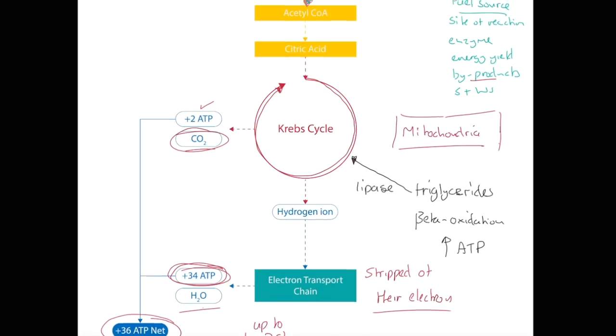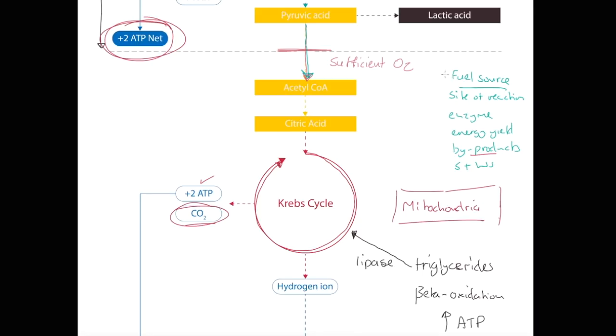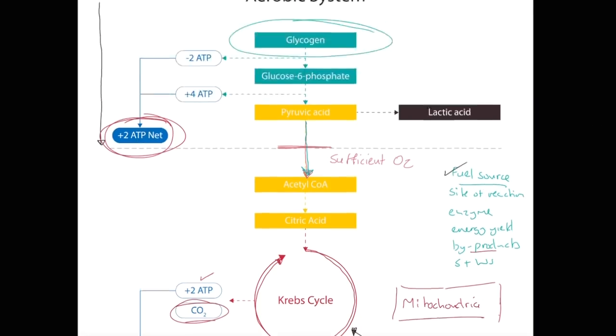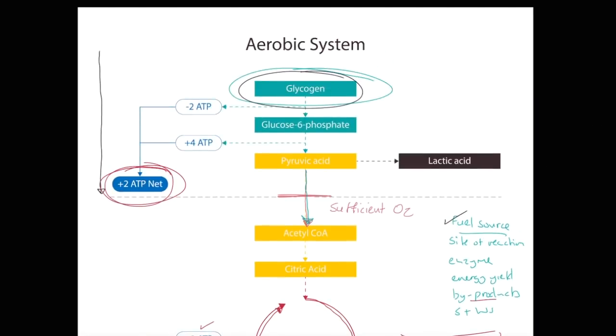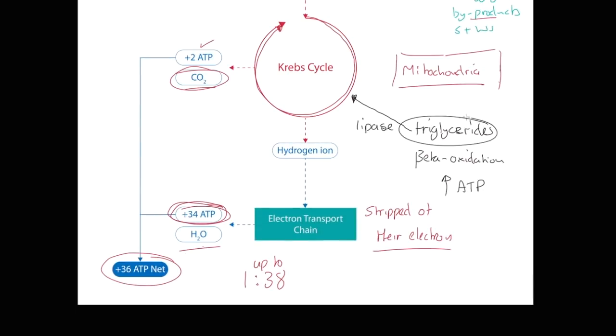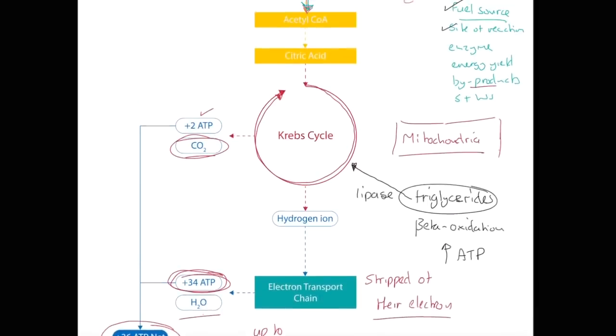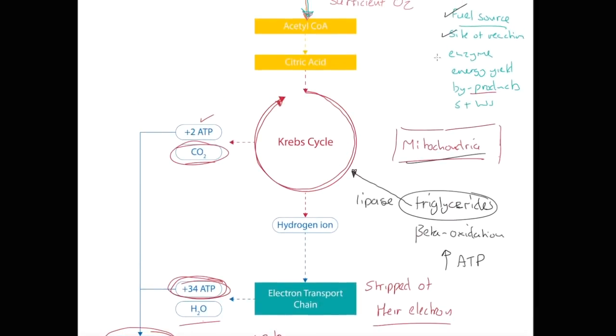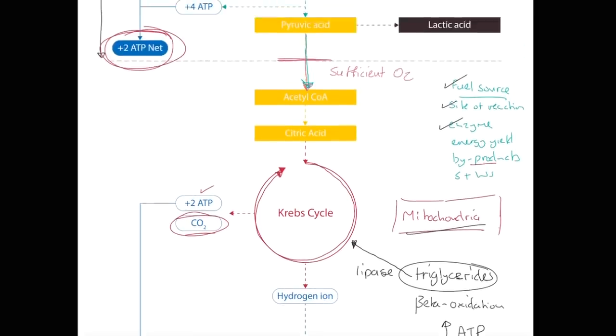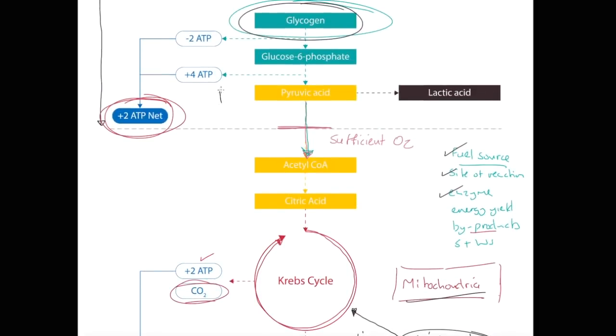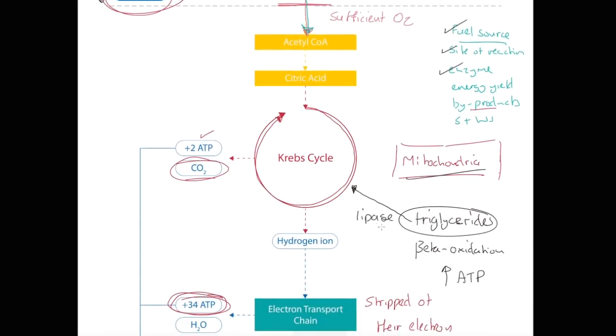Now, let's go back to our tick list. We've got our fuel source. We are saying both glycogen and triglyceride. I'm not going to get into proteins entering the Krebs cycle at this point. If you're interested, go and research it. Site of reaction. We have the mitochondria. Enzyme. We've got two that could potentially get us a mark here. We have got PFK, which is involved in this glycolysis stage. And we've got lipase. Those enzymes can get you a mark.